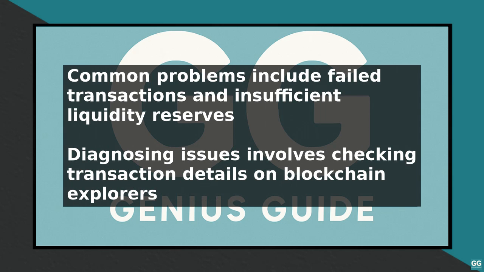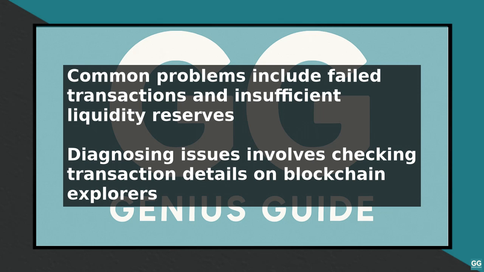When troubleshooting Uniswap V2, the first step is to identify the issue. Common problems include failed transactions, incorrect pricing, and insufficient liquidity. To diagnose the problem, check the transaction details on a blockchain explorer such as Etherscan. Look for error messages or unusual transaction patterns.